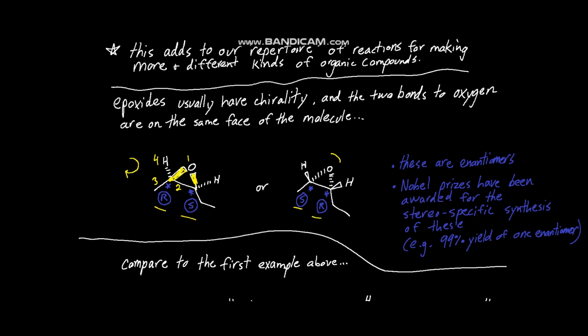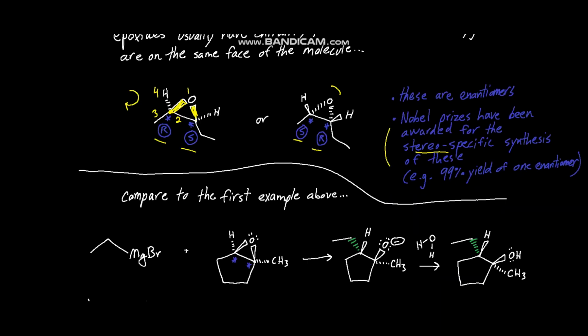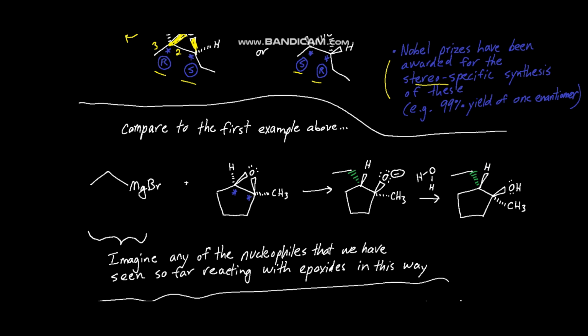So this is really critical. Nobel Prizes, plural, have been awarded for the ability to make one of these selectively, with stereospecificity, we would say. And so that has been done really with pretty high efficiency. Here's an example of why that comes into play as important.